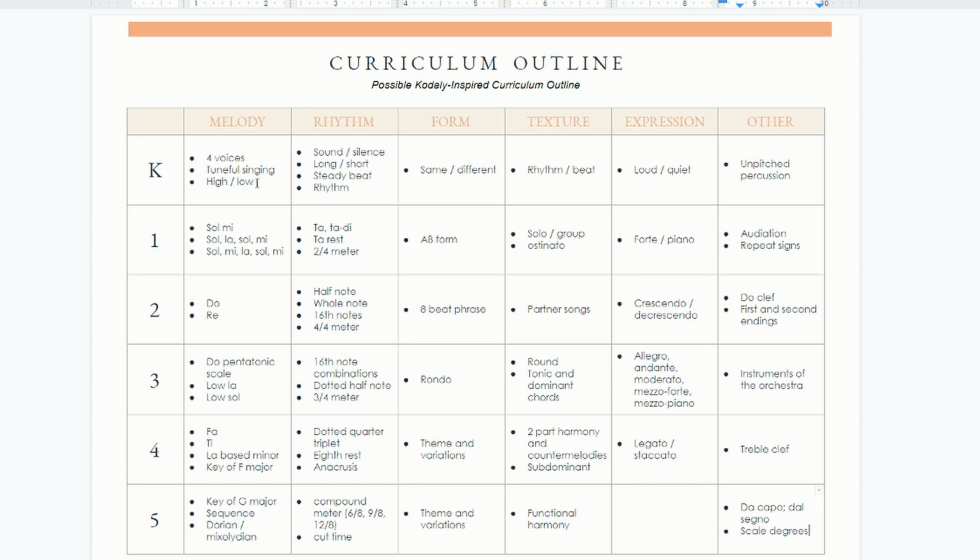By the time we get to 5th grade, we are looking at students working consciously in the key of G major, knowing about a melodic sequence, and working with Dorian and Mixolydian modes. In rhythm, students are starting with the difference between a sound and silence. They are working on long and short sounds, steady beat, and rhythm. By the time they get to 5th grade, they are working with compound meter like 6/8 or 9/8 or 12/8, and they're also working in cut time.